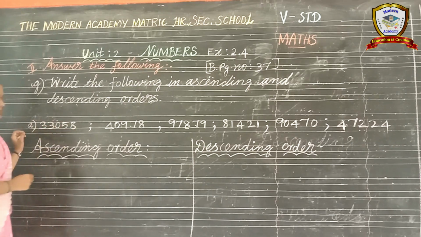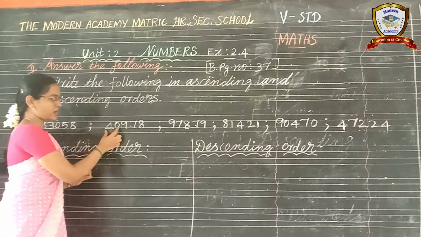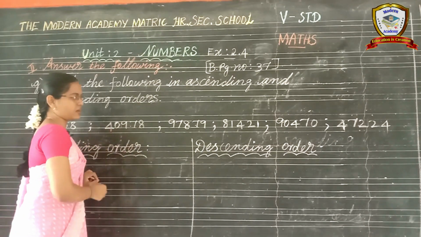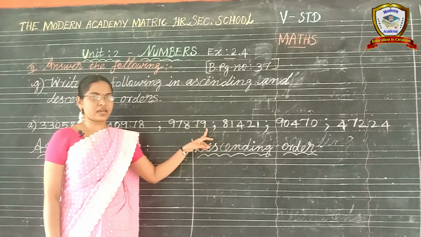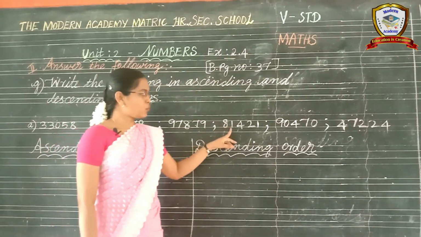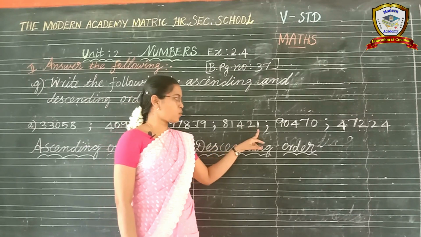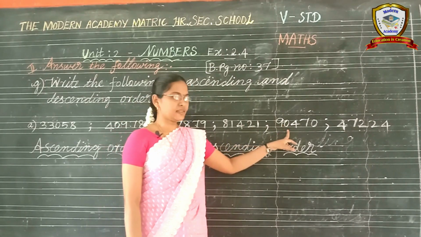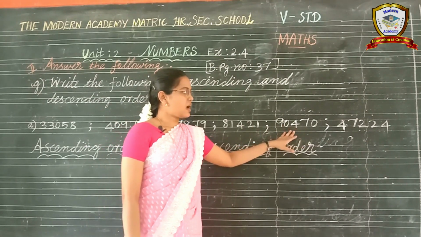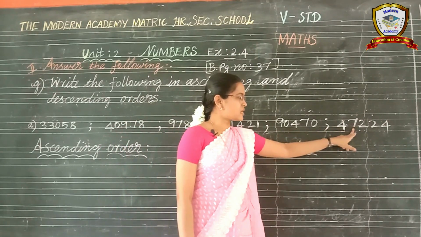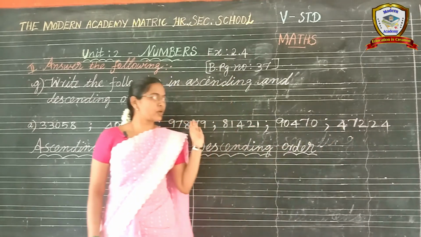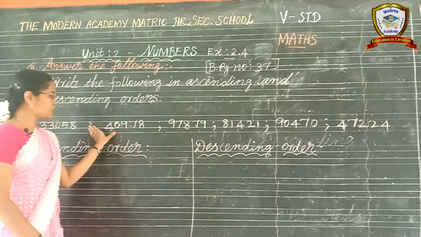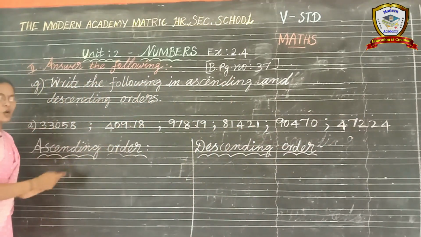33,058. Okay, next number 40,978. Third number is 97,879. Next number 81,421. Next 90,470. And last one 47,224. Okay, first we have to arrange the numbers in ascending order.